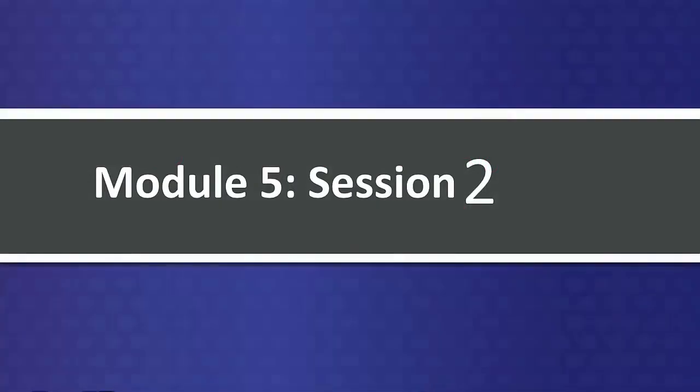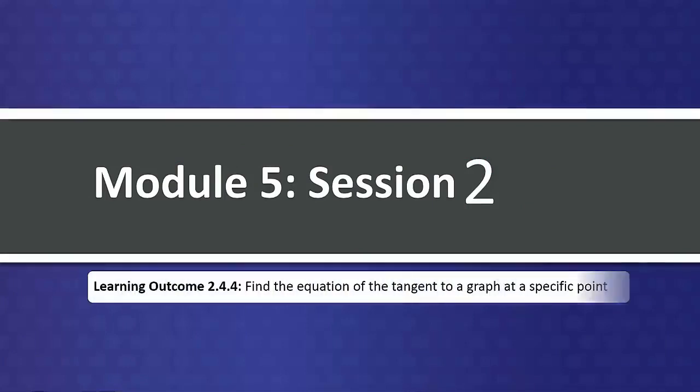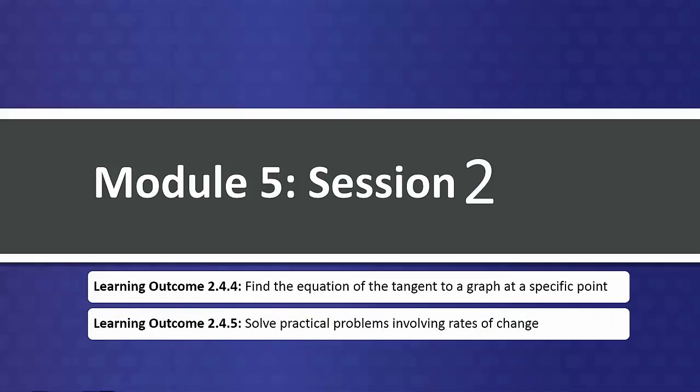Module 5, Session 2. Session 2 will cover the following content. Learning Outcome 2.4.4: Find the equation of the tangent to a graph at a specific point. Learning Outcome 2.4.5: Solve practical problems involving rates of change.